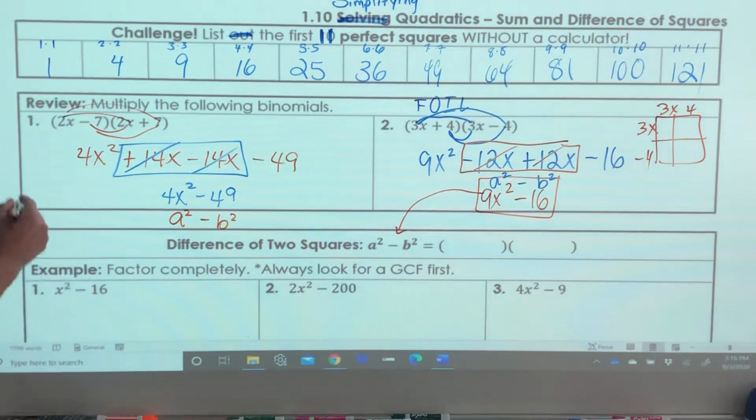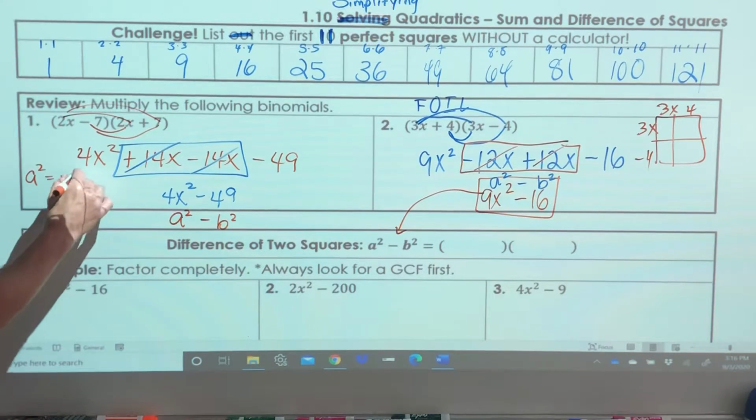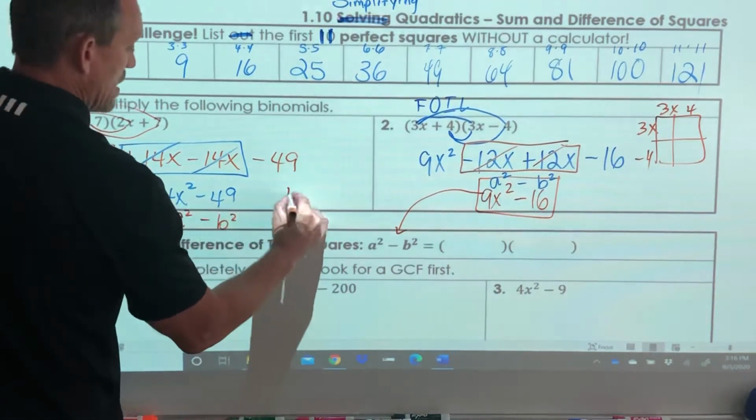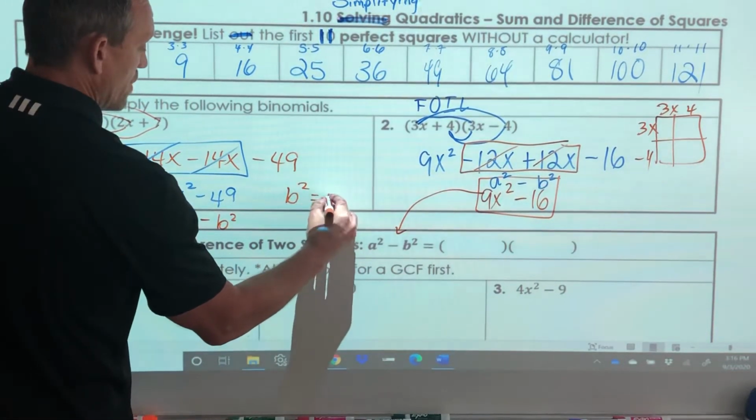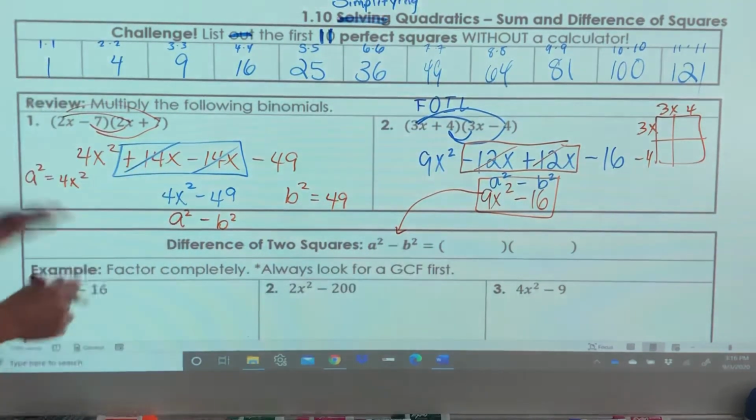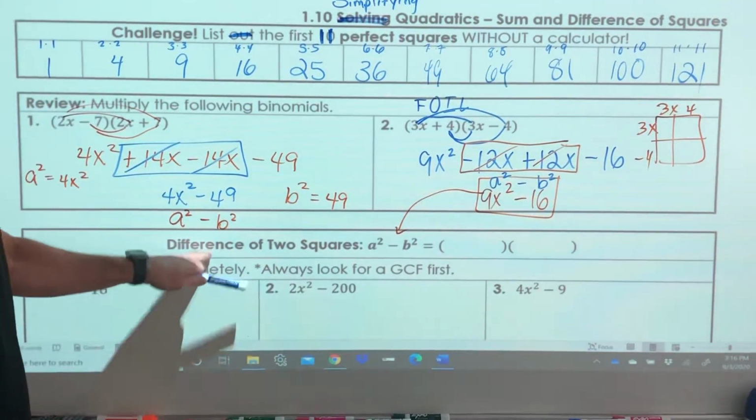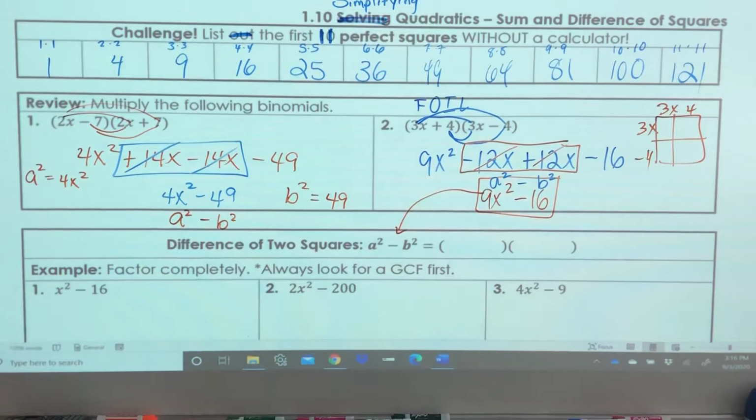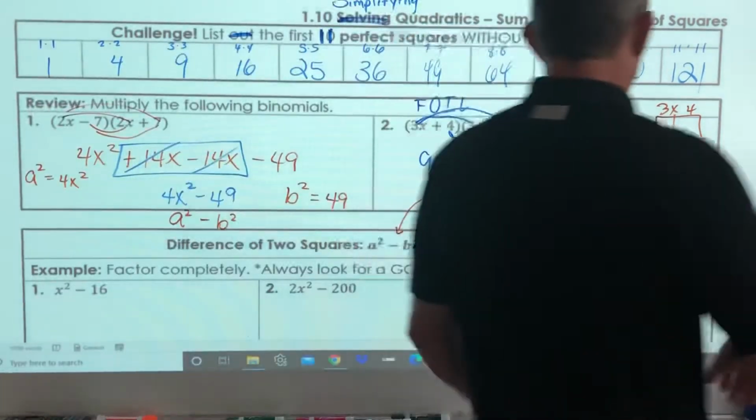With a squared minus b squared, meaning that a squared equals 4x squared, and b squared equals 49. The minus is just the difference. That's the term, the difference. So that's where we're going to be going with this. We should know perfect squares. We should be able to distribute. Now we're going to go backwards in this thing.